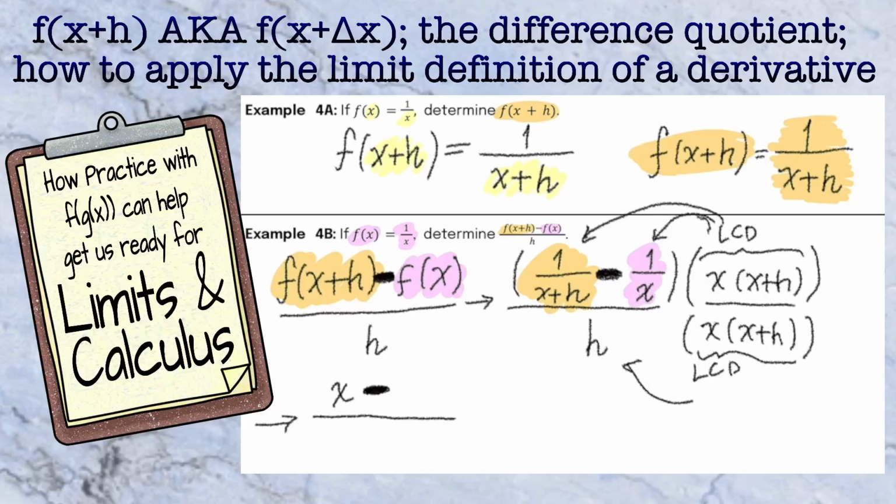Now I'm going to distribute the same exact thing to 1 over x. And in the same way, the x's are going to cross out, and I'm going to be left with x plus h. And since that's more than one term, I'm going to make sure I put parentheses around it. So again, I remember to properly distribute.